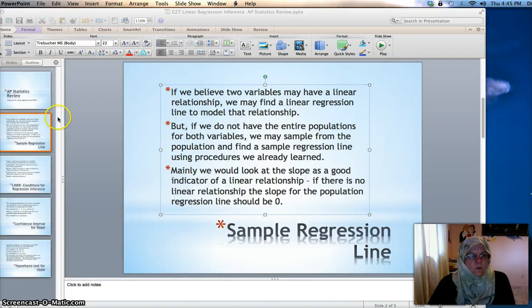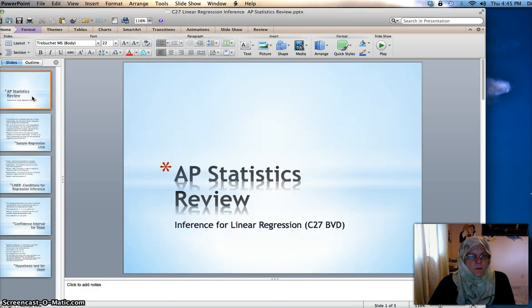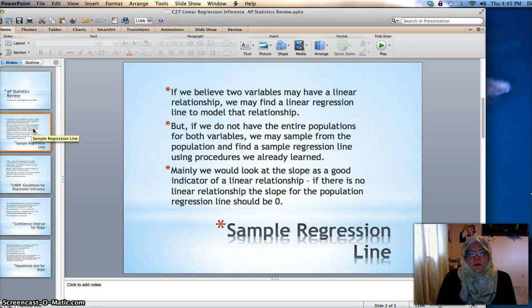All right, today we are reviewing chapter 20, which is on inference for linear regression. What this chapter is all about is maybe you believe that two variables have a linear relationship. So you could find a linear regression line to model that relationship, to get an equation that would allow you to make predictions for different inputs and outputs.